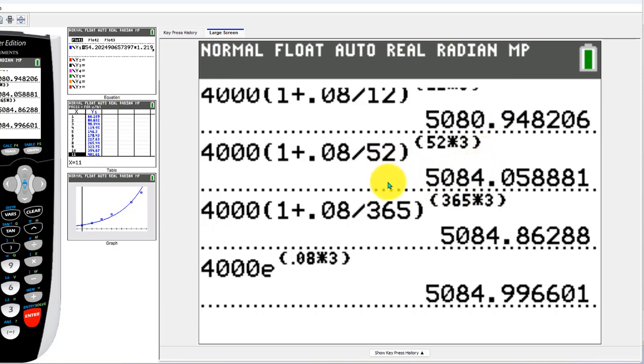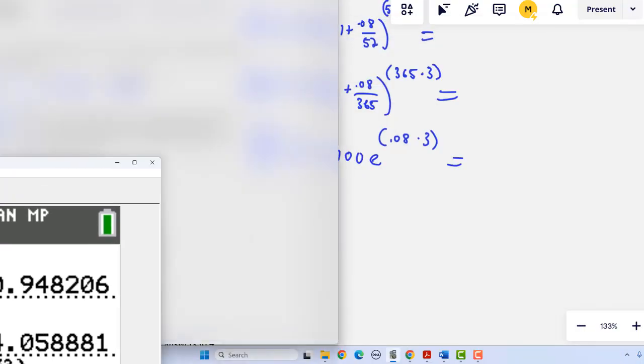But then when we compound from 52 to 365, the increase wasn't that much, right? From 0.05 cents to 86 cents. And then compounding continuously, we went from like 86 cents to 99 cents or $1. So the more you compound, it seems like the benefits of the compounding start to wane as the compounding period gets really large. As n gets really large, the benefits from compounding begin to wear off.